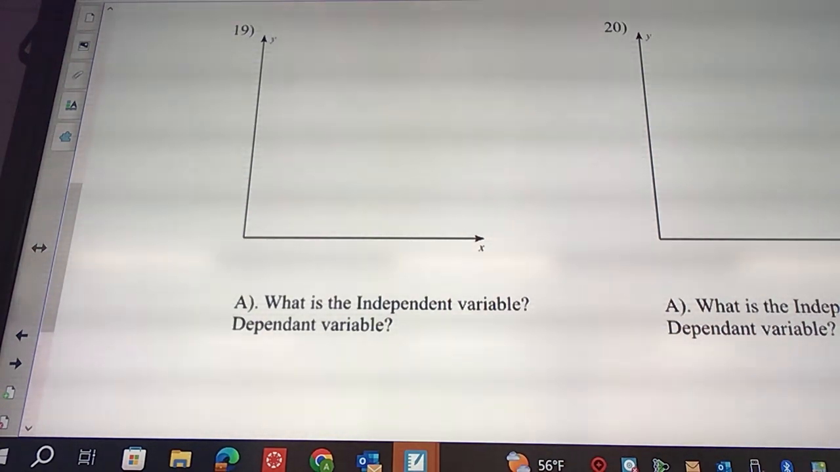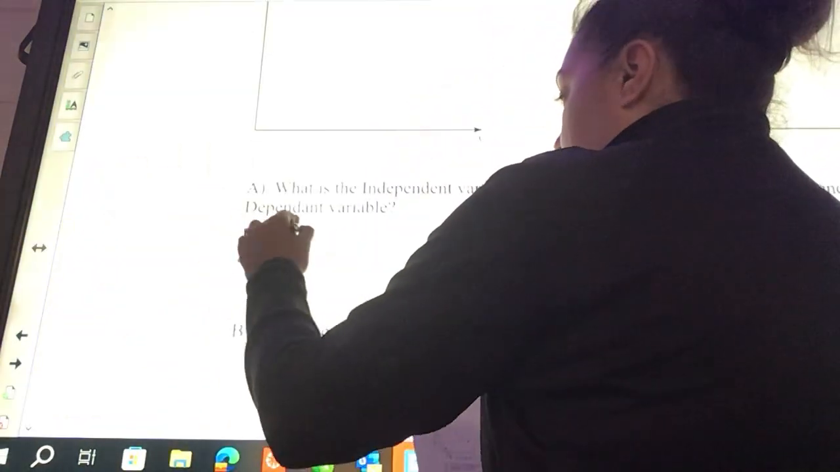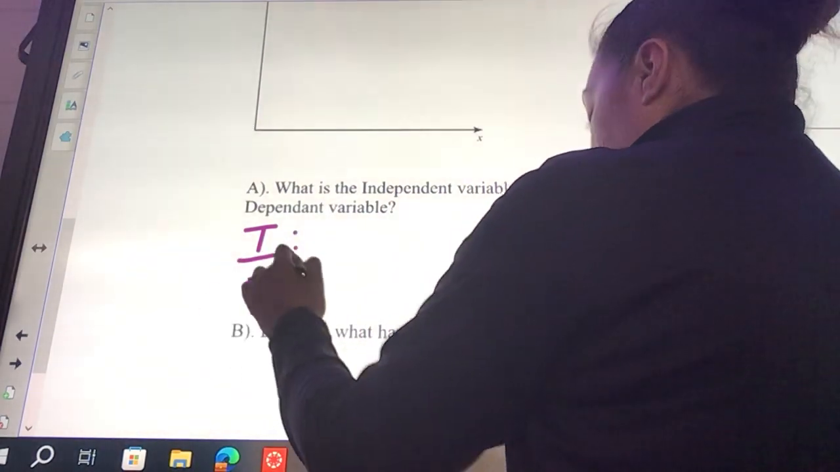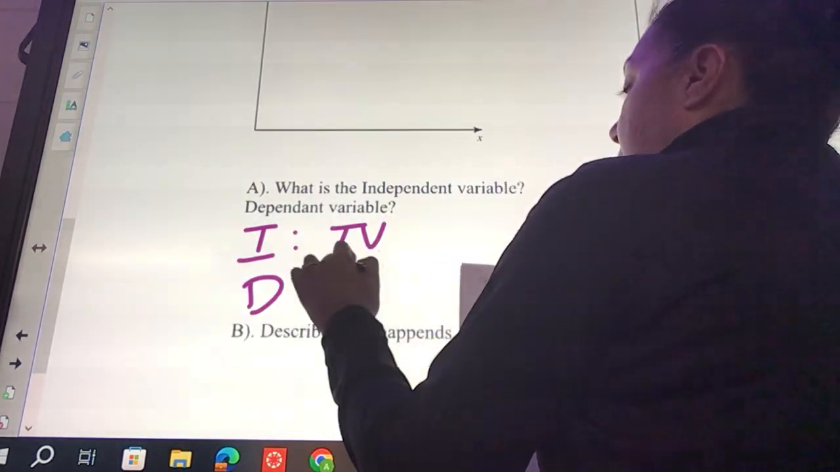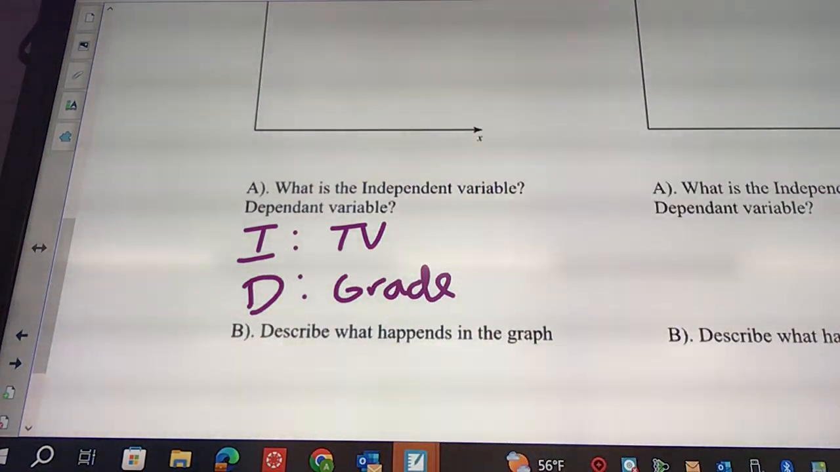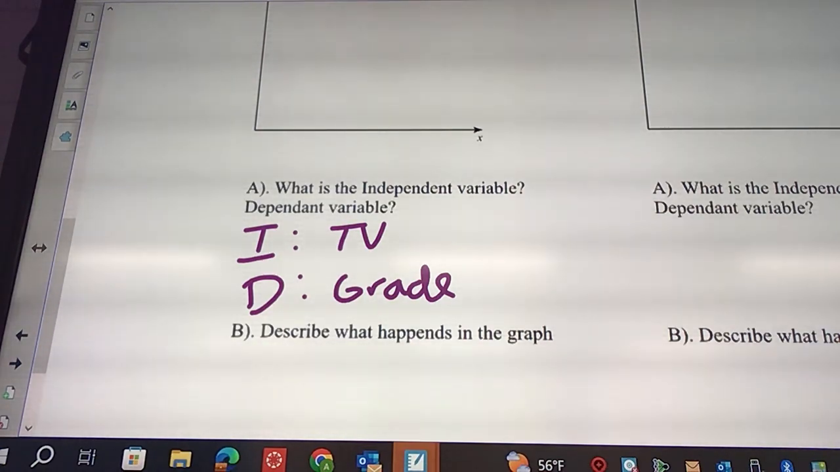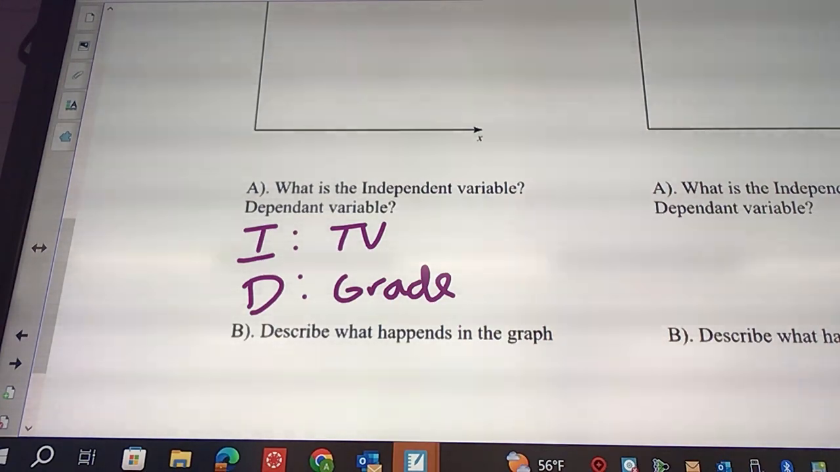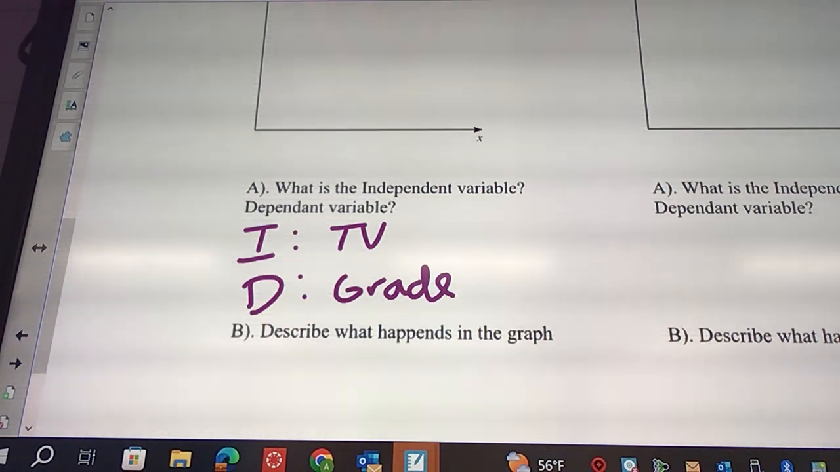So, my independent, I don't know why that's out of order and this is not, but just make sure you're following along. Okay, my independent is gonna be what? TV. My dependent is gonna be my grade. Which one are we on? 27. Okay, flip your page, 21. These are, that order's all crazy.